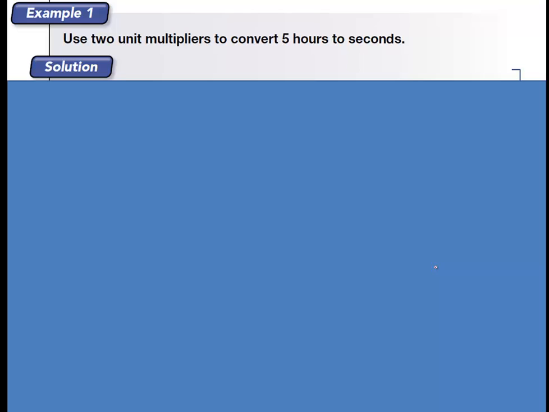Well, the first thing you want to do is take the information you've got. You've got 5 hours, and you need to get it to seconds. So let's take our 5 hours. You've got to get rid of the hours, so we're going to put our hours down here. So 1 hour is equal to what? It's equal to 60 minutes.